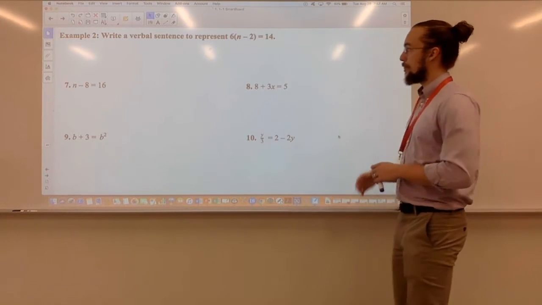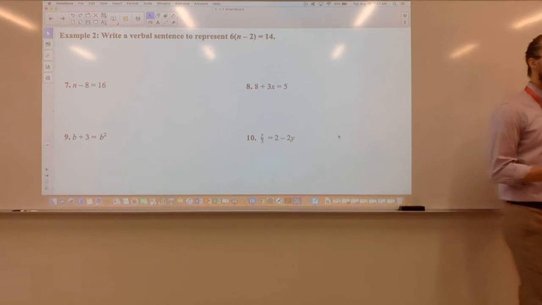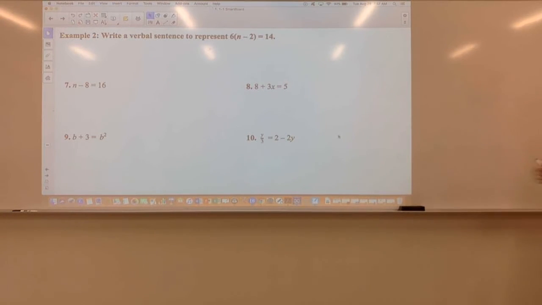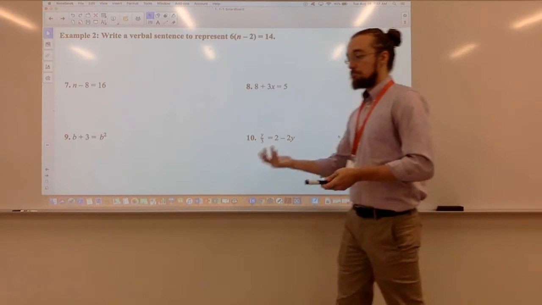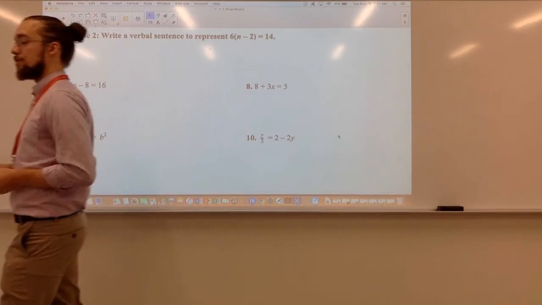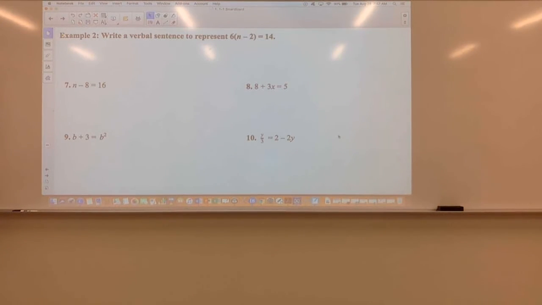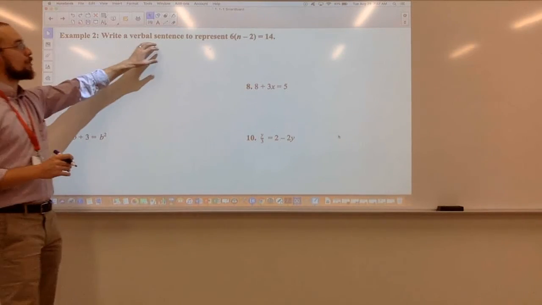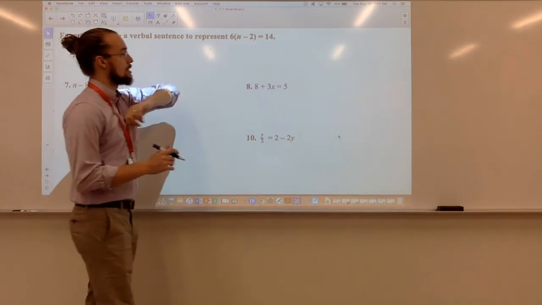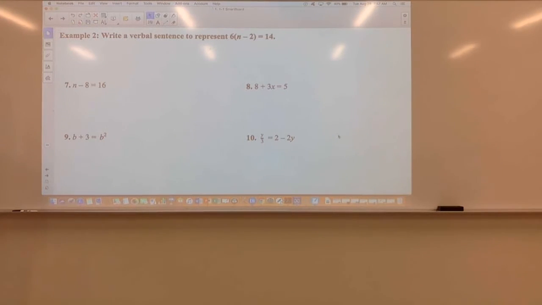So you can just think about how you would read this equation, and think about how we wrote verbal expressions for the last set of problems. So here we want to write a sentence to represent 6 times n minus 2 equals 14. How would we write that based on what we were just given? Mike, what do you think?